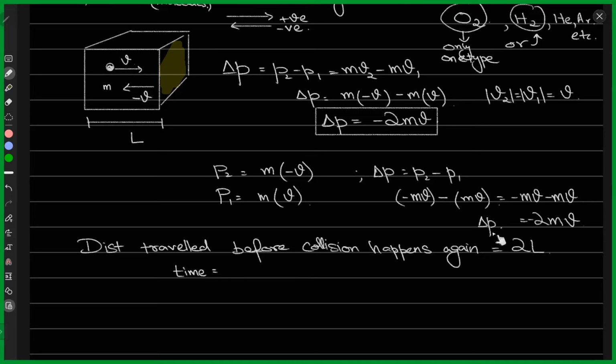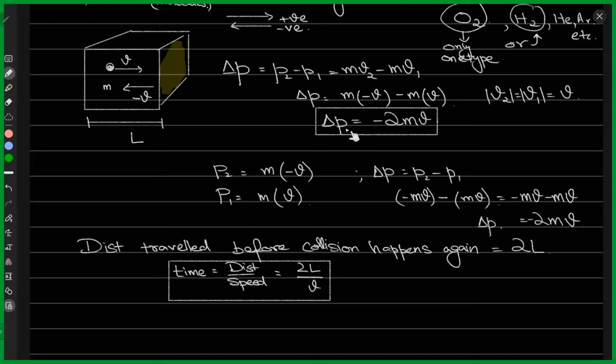it would be distance divided by the speed, right? And we already know, we have established that the distance is 2L, and we already know the speed was v, right? If v is the speed with which it's moving. So the time for this collision to happen is 2L by the speed of the particle, time elapsed between the collision.